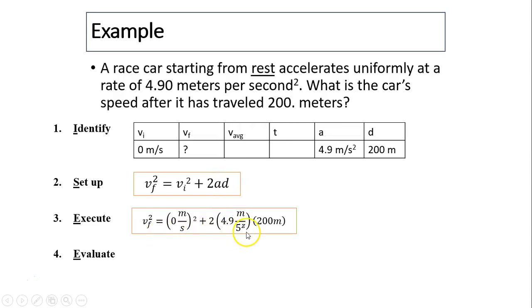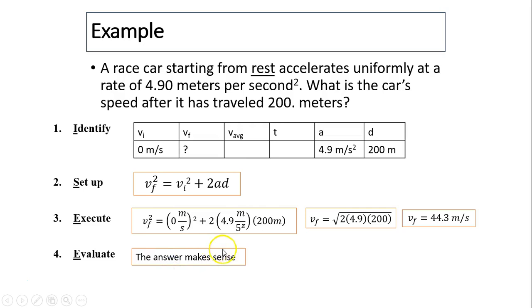Substitute and solve. Okay, so you get rid of this term, then you square root on both sides. Your answer should have a unit, 44.3 meters per second. Does the answer make sense? Yes, it does, because it should get faster and faster. So this is bigger than 0.